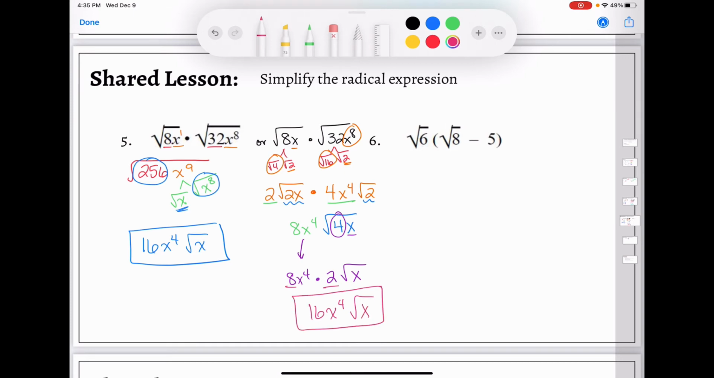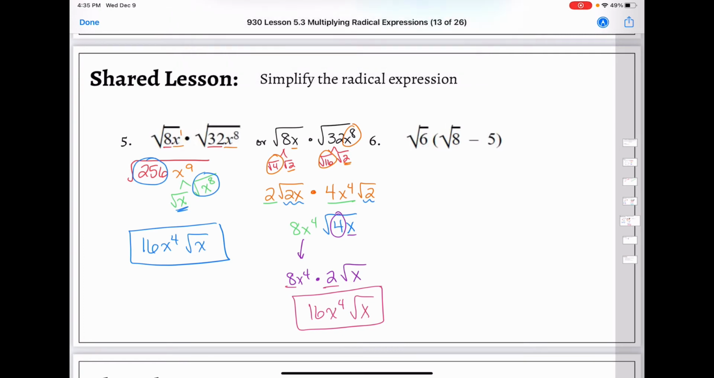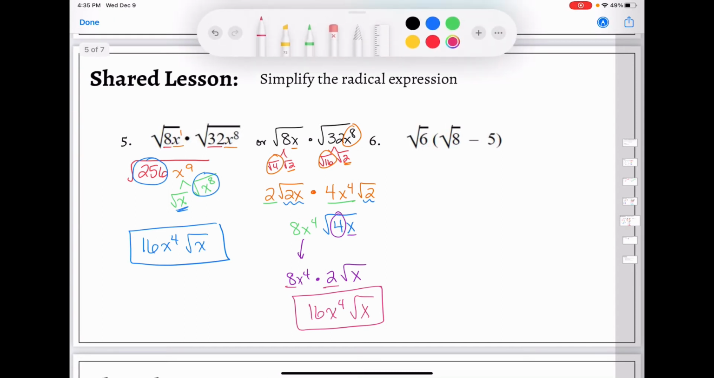Now it is more steps for sure, because you reduce and then you multiply and then you reduce again, but they were way easier numbers, right? I could fly through that when I really had to stop and think. And if you didn't know that perfect square of 256, that would take you some time, wouldn't it? So just keep that in mind. You don't have to multiply first and then simplify. You could simplify first and then multiply, but you're going to have to simplify again, most likely.